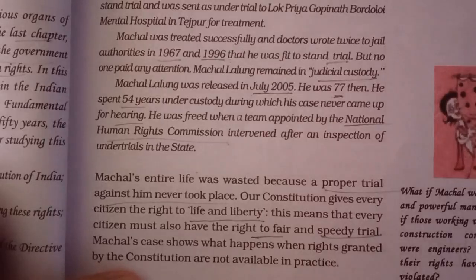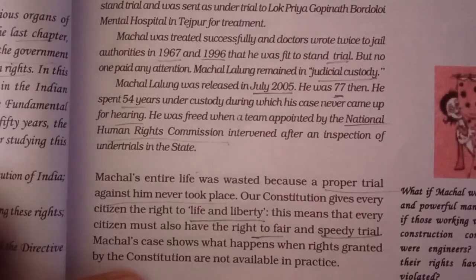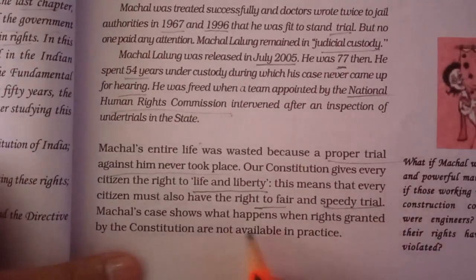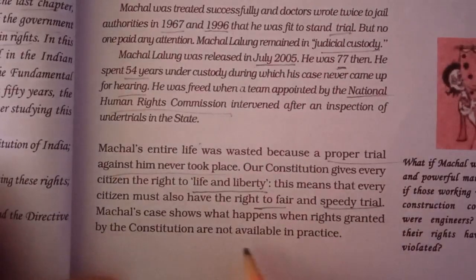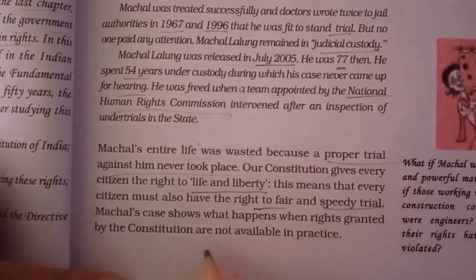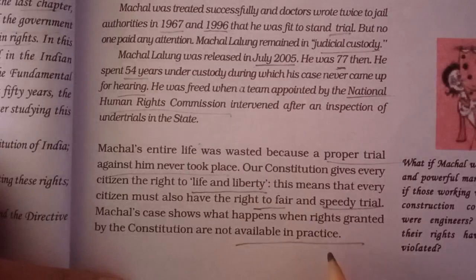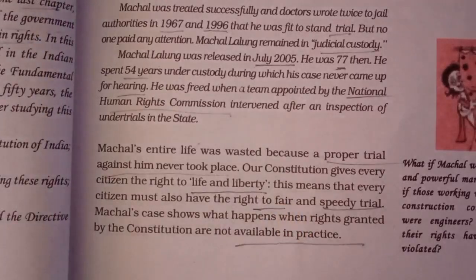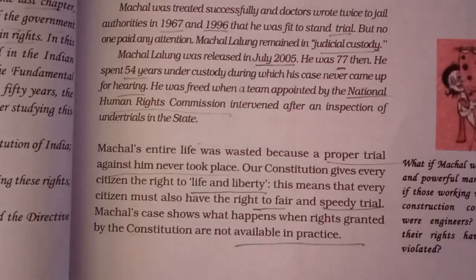But in the case of Machal, it was ignored. He was in the mental hospital, and later the doctors informed that he was fine, but still his case was not taken up for hearing in the court, and he was 77. It means his entire life was wasted. Machal's case shows what happens when rights guaranteed by the constitution are not available in practice. From this second example, we understand that if rights already existing in the constitution are not implemented properly in practice, a person may have to spend his whole life in jail. So you have to remember that proper implementation of these rights is important.